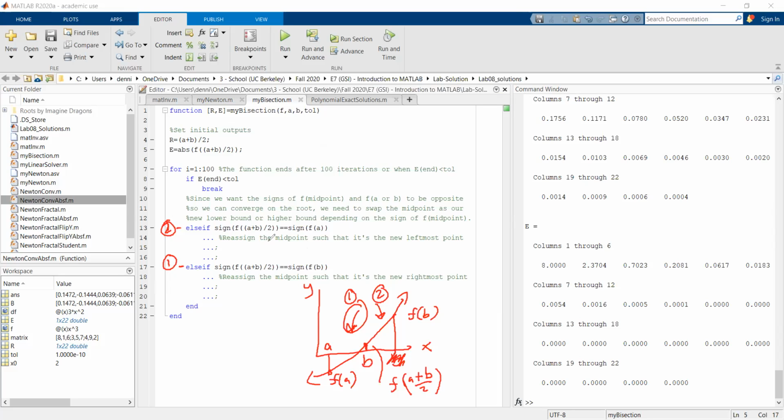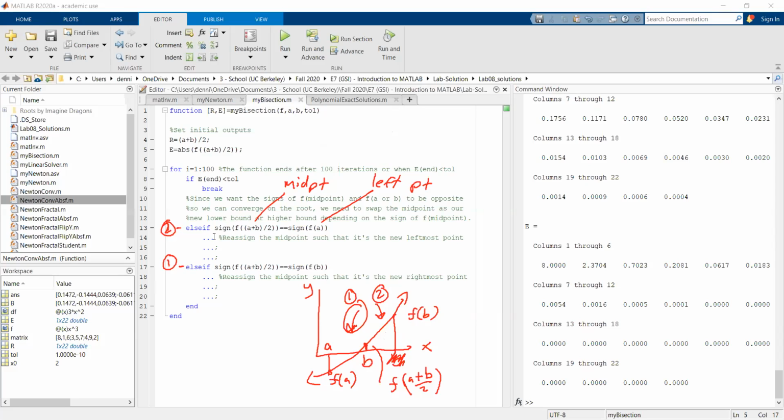So if the sign of our midpoint, I'm going to write midpoint, is the same as the sign of our left point, which in this case it's not, then that means that the root is in the left or right region. It's going to be the right region. So we're in region 2 over here.